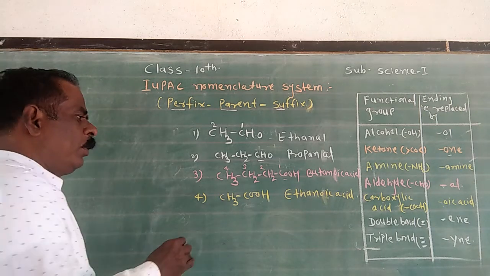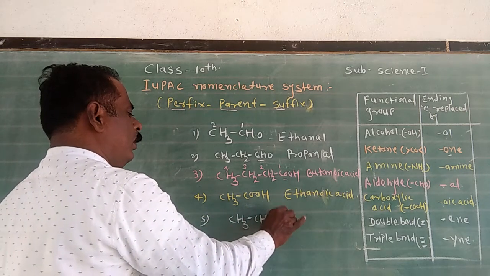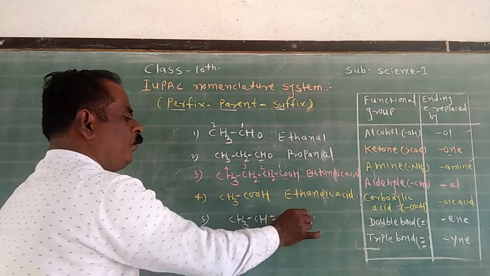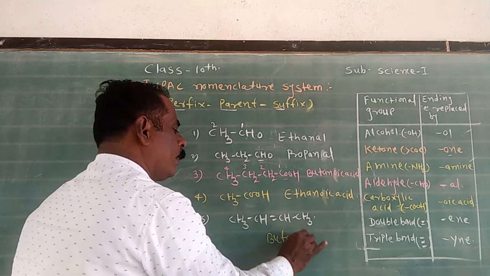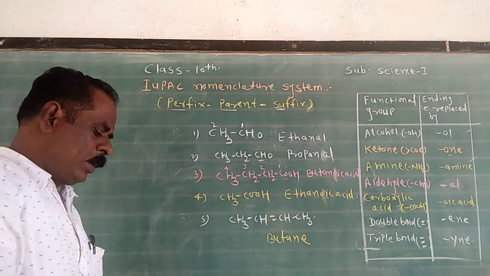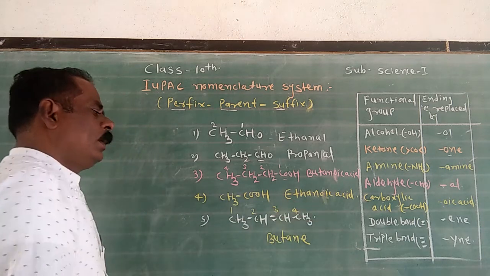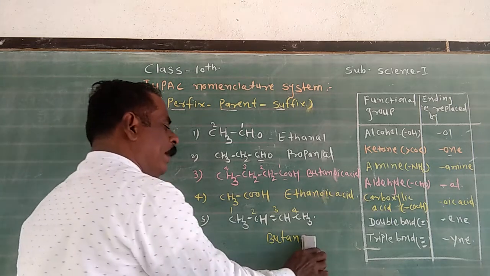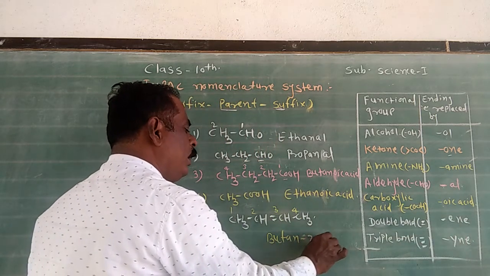Next one, double bond compound. CH3, CH, double bond, CH, CH3. How many carbons are present here? 1, 2, 3, 4. Therefore, the parent name is butane. Here, no functional group is present, but the double bond acts as a functional group. Then give the number to the carbon atoms in such a way that the double bond carbon atom gets the lowest possible number. The double bond is present between 2 and 3. Which is the lowest? 2 is lowest. Therefore, E is replaced by ENE: butane-2-ene.